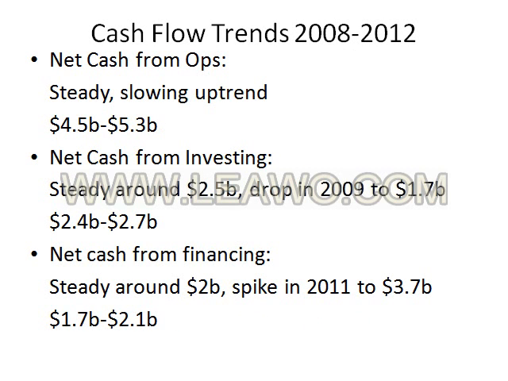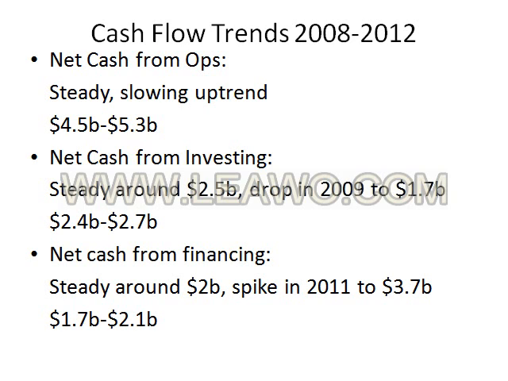Cash flow trends, 2008 to 2012. When looking at the statement of cash flows, we can examine net cash from operations, from investing, and from financing. The trend that was apparent here for net cash from operations was a steady, slow uptrend. In 2008, there were $4.5 billion in cash from operations, and in 2012, there were $5.3 billion.